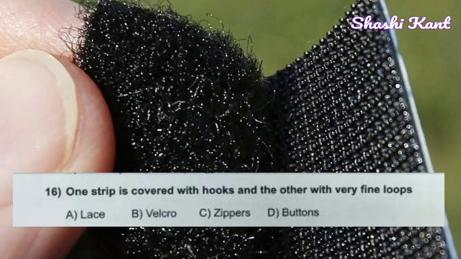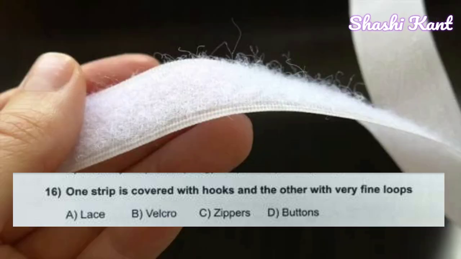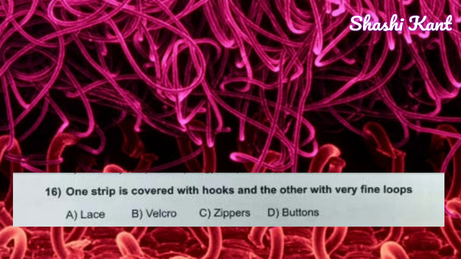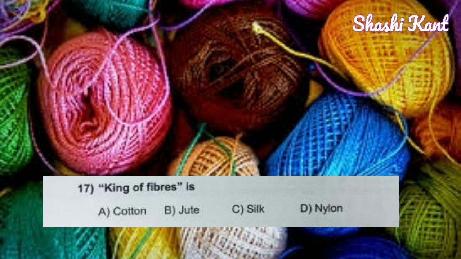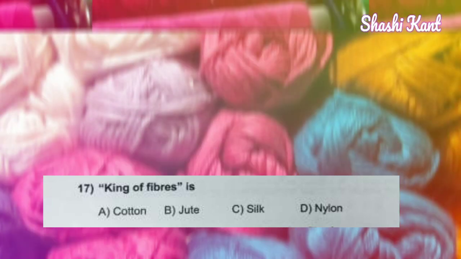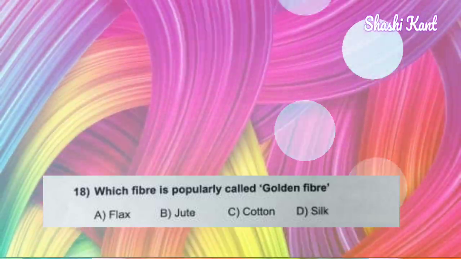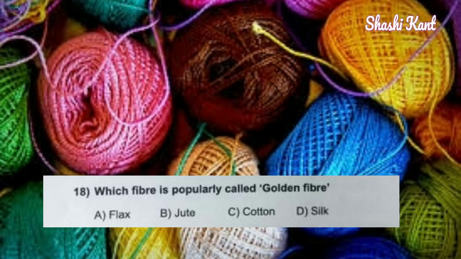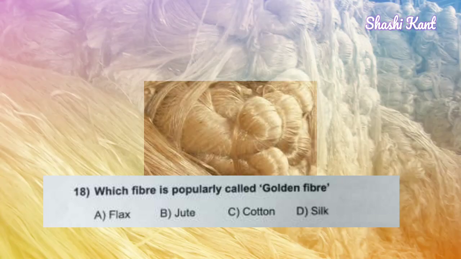Anthropometry. Question number 16. One strip is covered with hooks and the other with very fine loops. A. Lace, B. Velcro, C. Zippers, D. Buttons. And the correct answer is B. Velcro. Question number 17. King of fibers is A. Cotton, B. Jute, C. Silk, D. Nylon. And the correct answer is A. Cotton. Question number 18. Which fiber is popularly called golden fiber? Options are A. Flax, B. Jute, C. Cotton, D. Silk. And the correct answer is B.